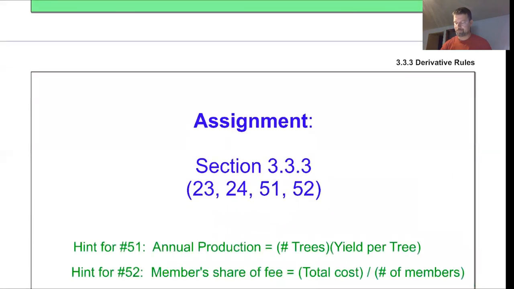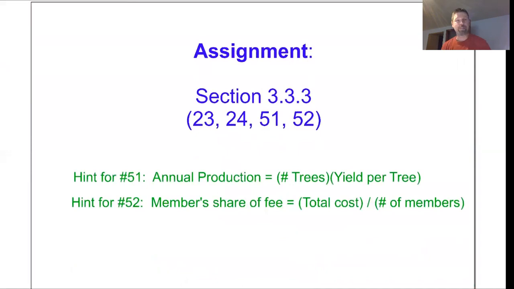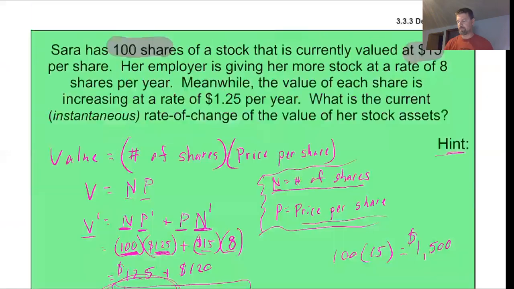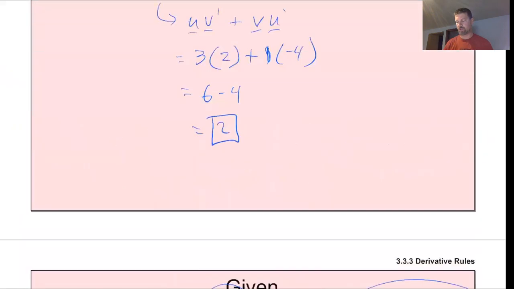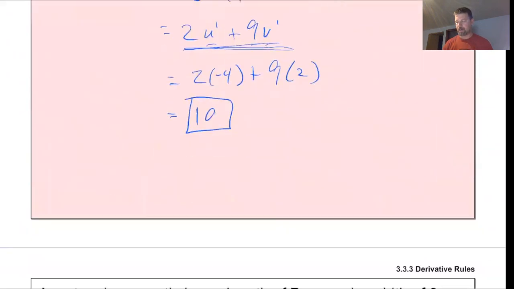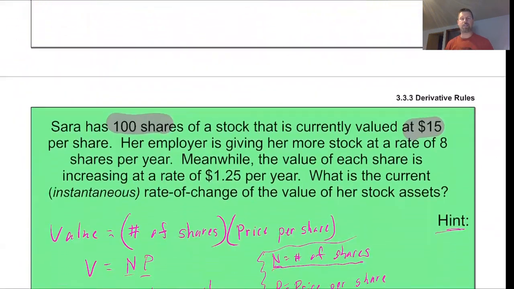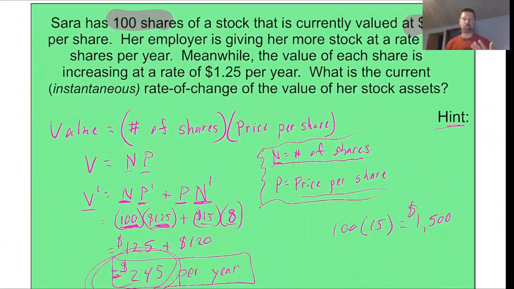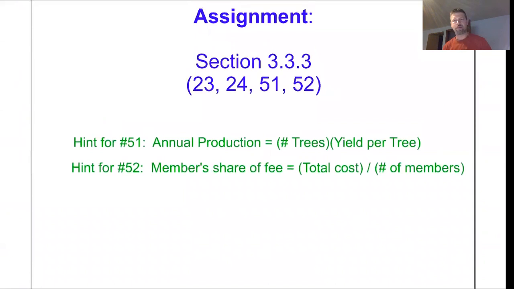All right, that's it. Give the assignment a try. There's just 4 problems. 2 of them are kind of like the ones up here, and 2 of them are more like word problems. To help you out with the word problems, I've got a couple of hints down there. Annual production is number of trees times yield per tree. Members' share of a fee is the total cost divided by the number of members. Give those a shot, and I will see you guys next time.